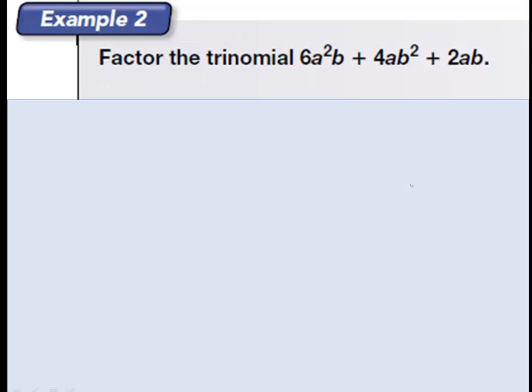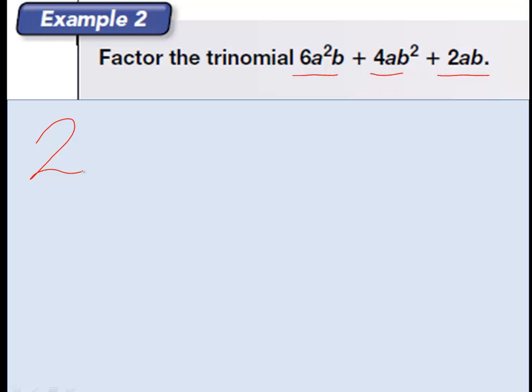So let's go ahead and factor out this trinomial. Let's look at this problem up here and ask, what can we pull out of each one of these? What comes out of each one of those? Well, out of a 6, a 4, and a 2, what can we pull out? Well, we can pull out a 2, right? Pull a 2 out of each one of those.